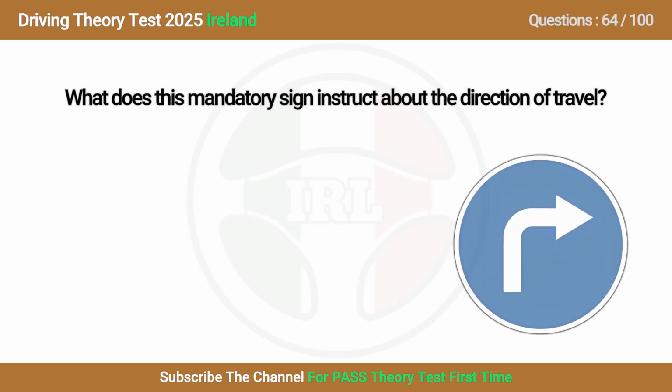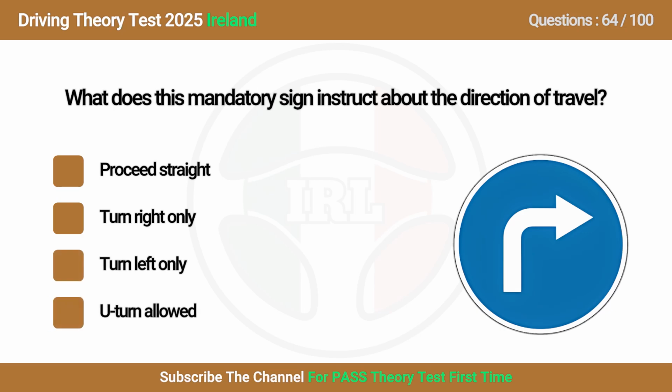Question 64. What does this mandatory sign instruct about the direction of travel? A. Proceed straight. B. Turn right only. C. Turn left only. D. U-turn allowed.